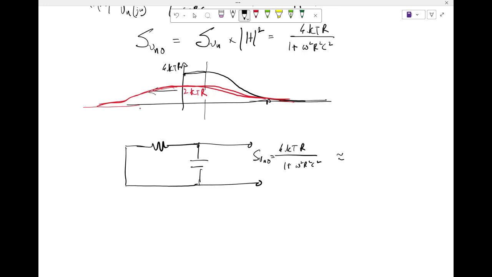So this is approximately equal to 4kTR, which is true for omega much lesser than the bandwidth, less than 1 by RC. I can reduce the R, but in the best case R equal to 0. Correct? There is nothing stopping us from doing R equal to 0. Do you see an issue with that scenario?